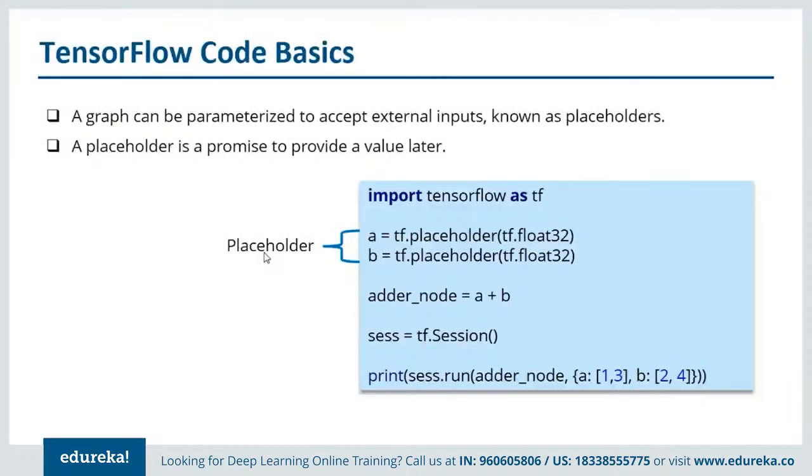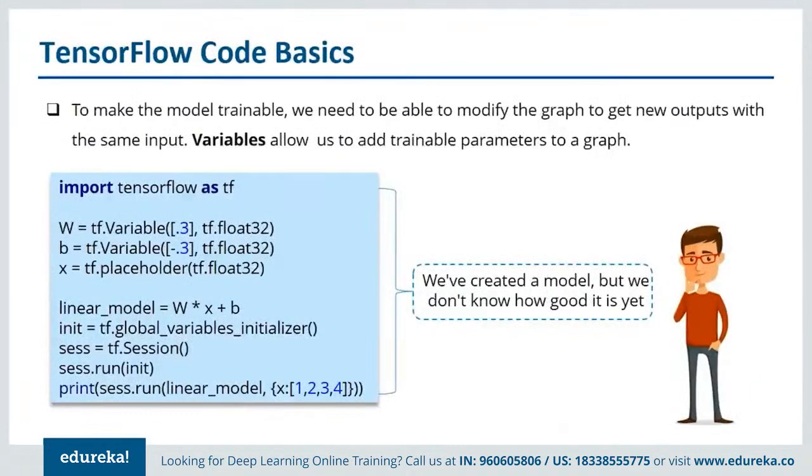Now it's time to understand what variables are. In deep learning, we typically want a model that can take arbitrary inputs. Now, in order to make the model trainable, we need to be able to modify the graph to get new outputs with the same input. And what helps us to do that? Variables basically allow us to add trainable parameters to our graph.